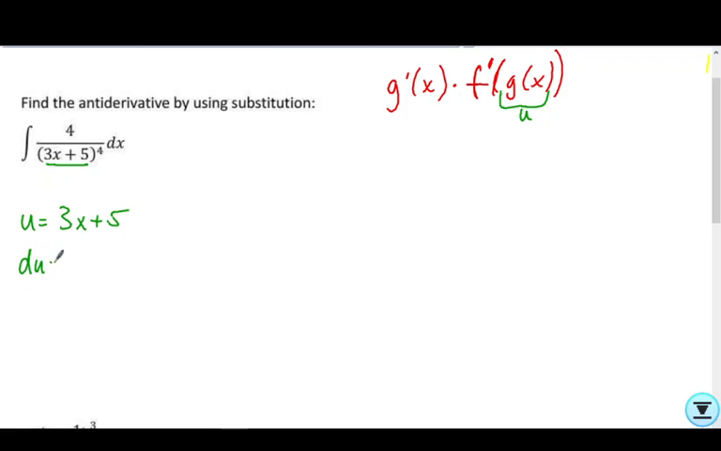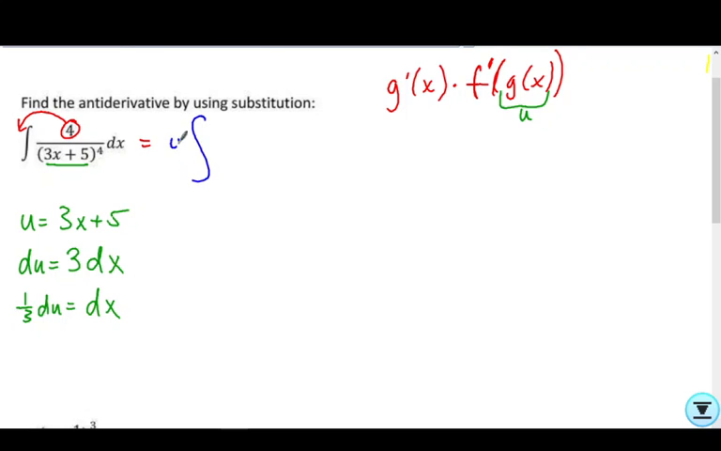Then when you take the derivative, you end up getting 3 dx. So I don't have 3 dx, so I'm going to divide both sides by 3 to get dx by itself. So dx is 1/3 du. This 4 right here is just a constant, so I can move that out. Okay, and that's what I'm going to do when I rewrite.